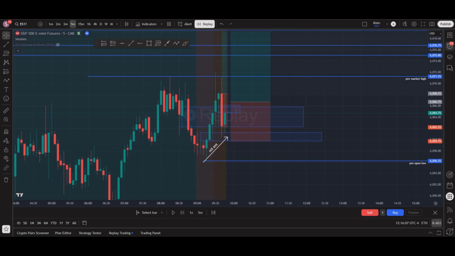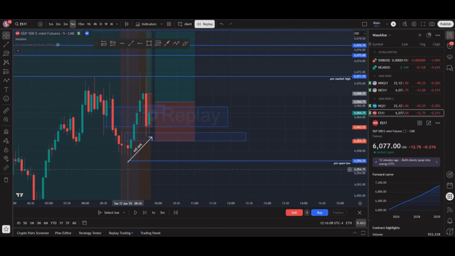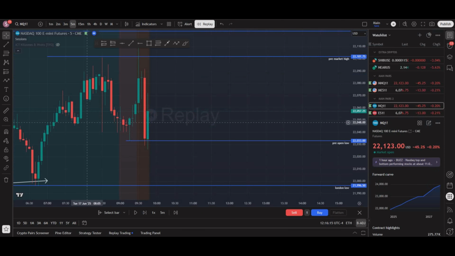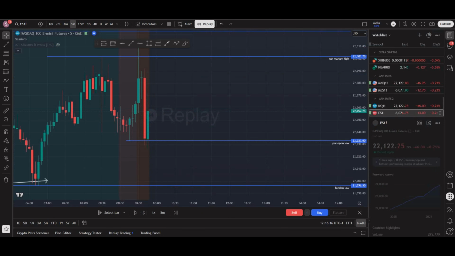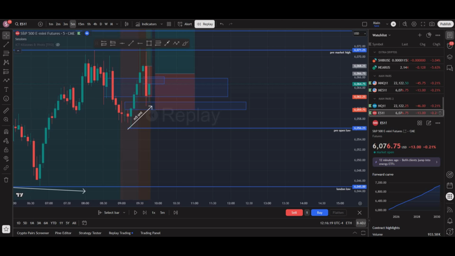On top of that, we just put in a 5 minute SMT. As you can see, ES failed to sweep out this pre-open low, and if you look at NQ, it swept out that low. So ES is our leading index. ES is stronger bullish. It's respecting bullish continuation confluence.